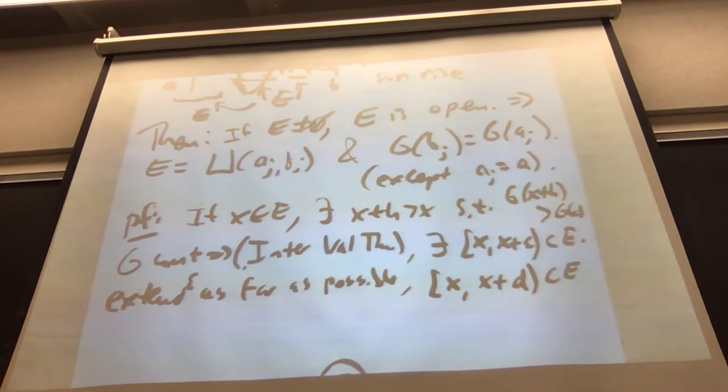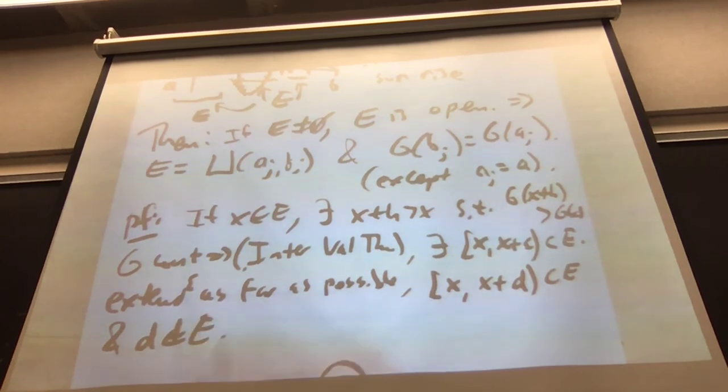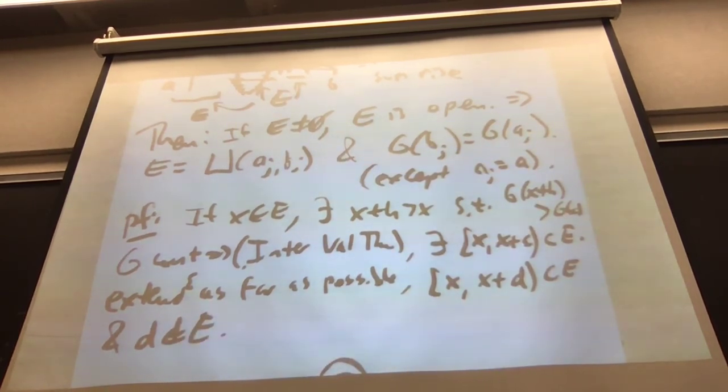And now if d were in E, then I can still extend farther. Because I just said anytime I have a point, I can extend farther to the right. So that means d is not in E. And d itself is not in E. So that's what it means as far as possible. If d were in E, then I could extend that even a little farther.